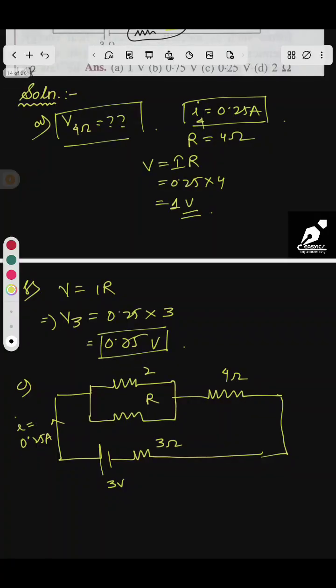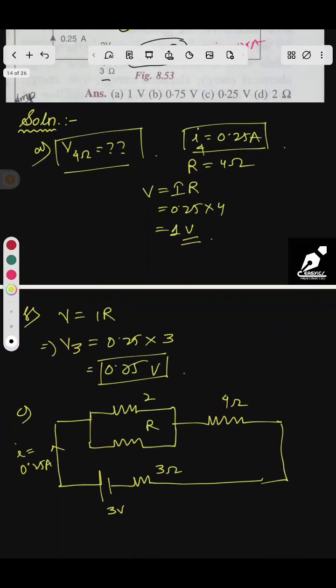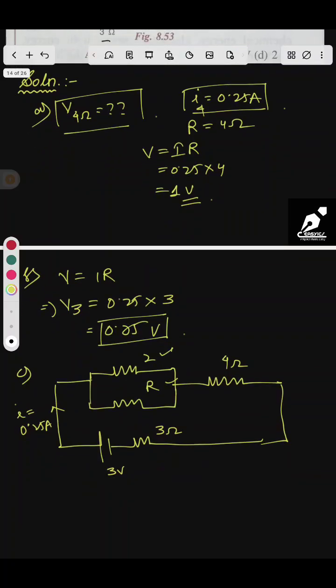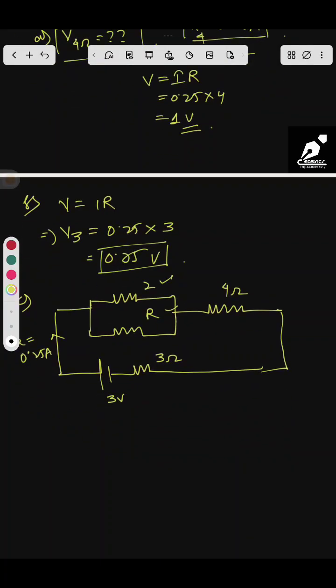Okay, and these are the things we are given. So you're asked to find, question number C, the potential difference across this or this. So the potential difference across both 2 and R will be what? Same, because they are in parallel. Okay, fine. So what is the potential difference the battery is supplying? V total, 3 volt.